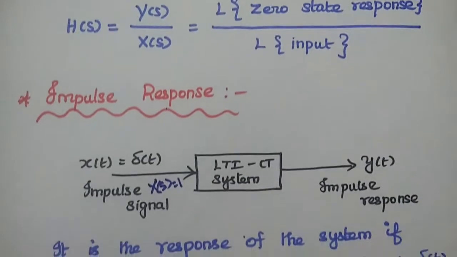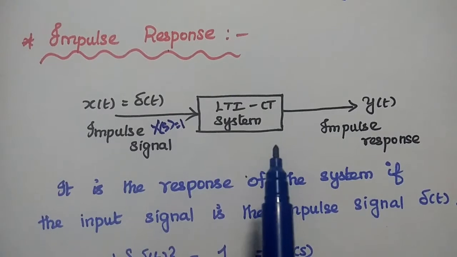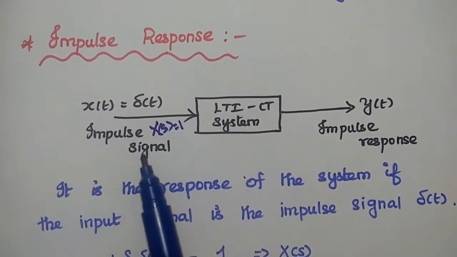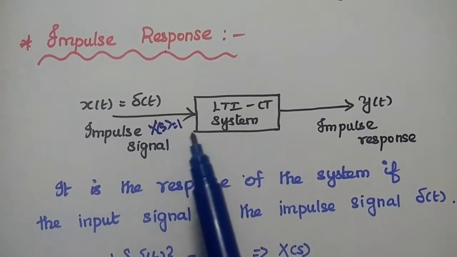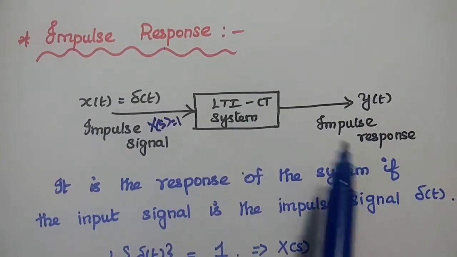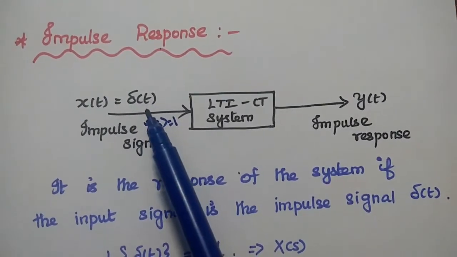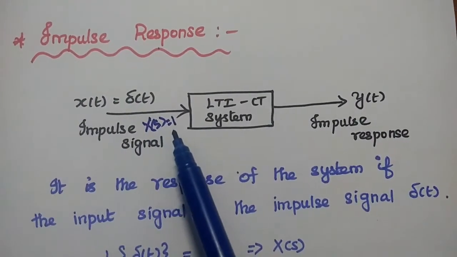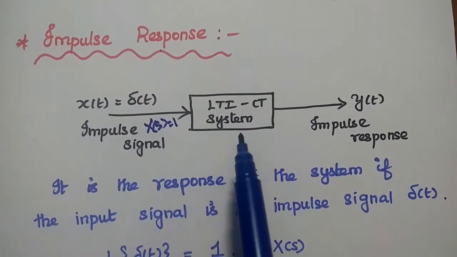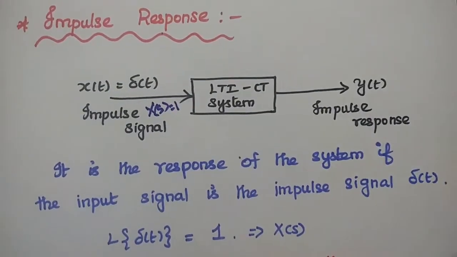So the next one is impulse response. Here impulse response means the response of the system if the input signal is the impulse signal. That means whenever we are giving the input signal as impulse signal, then the output is called as impulse response, because for the impulse signal, that is delta of t, the Laplace transform of delta of t is what? 1. So at that time the output depends only on this system function. So here output is known as impulse response.